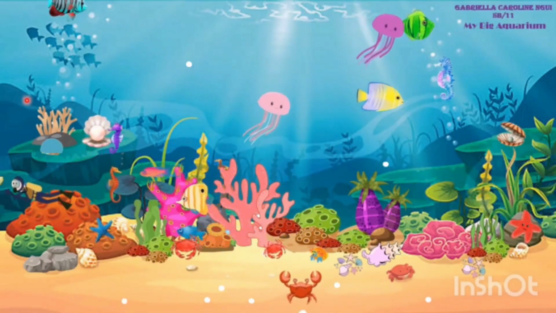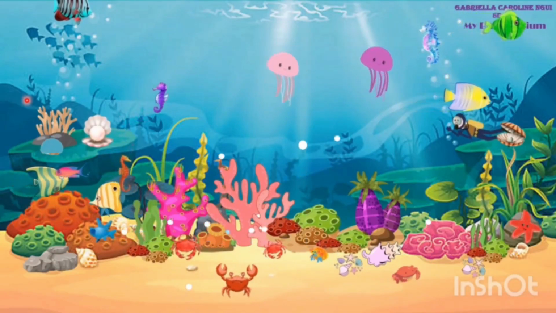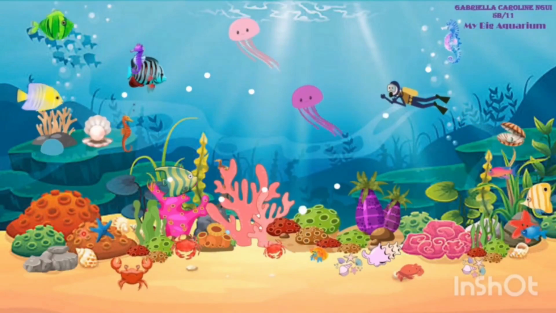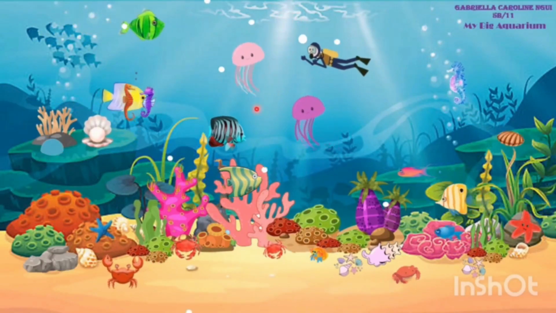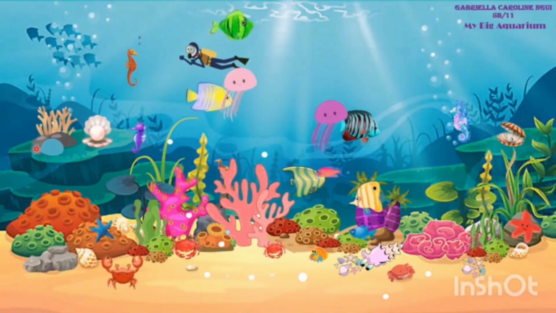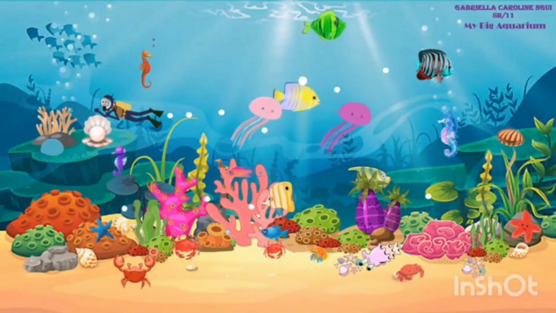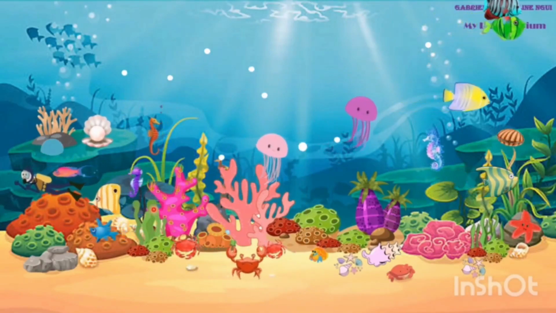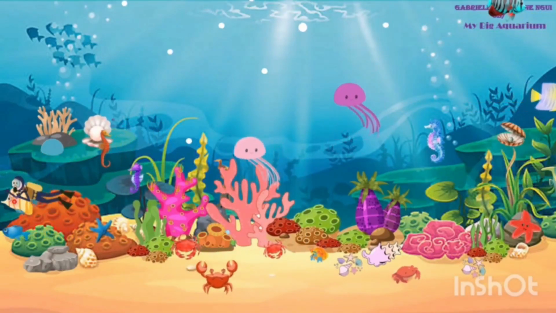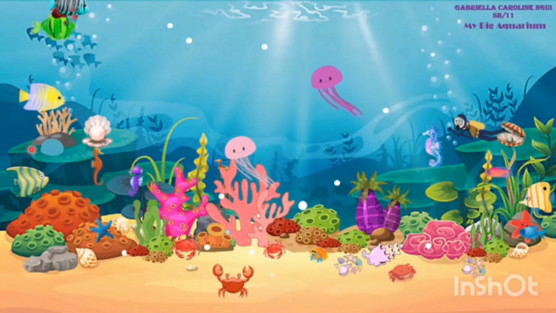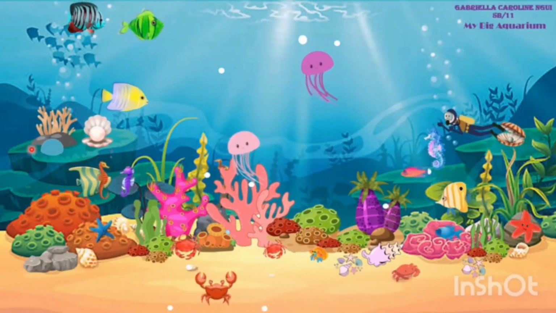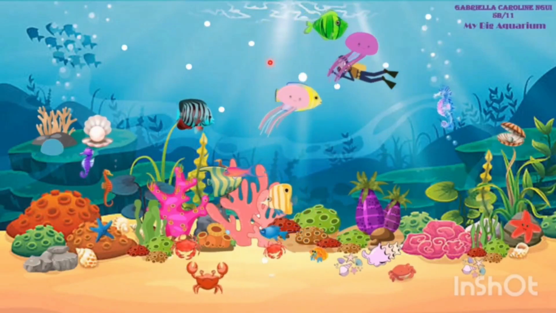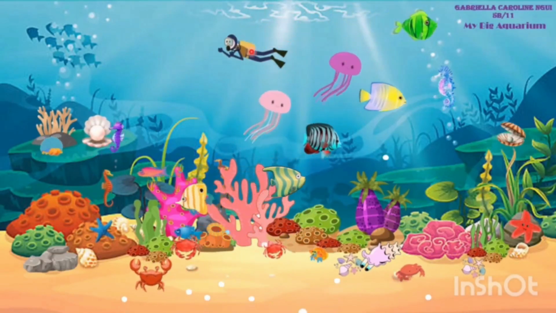Biotic components are the living components of an ecosystem, which are fish, starfish, jellyfish, clams, hermit crabs, corals, seaweed, and the diver. The diver here, she breathes with her lungs. So to help her breathe underwater, she needs an oxygen tank. That's what she's carrying on her back.